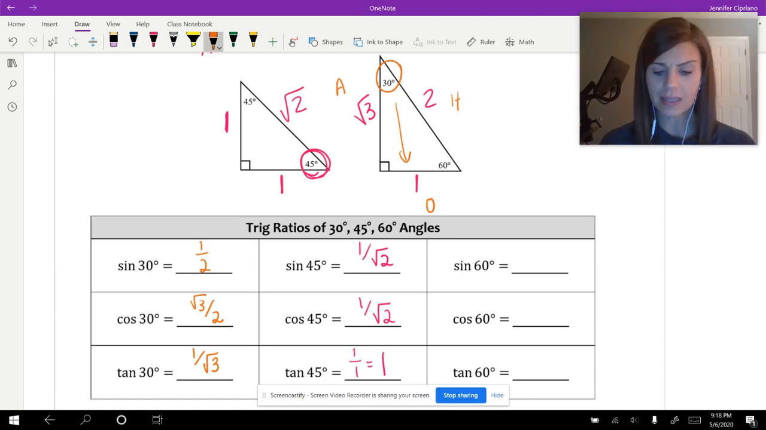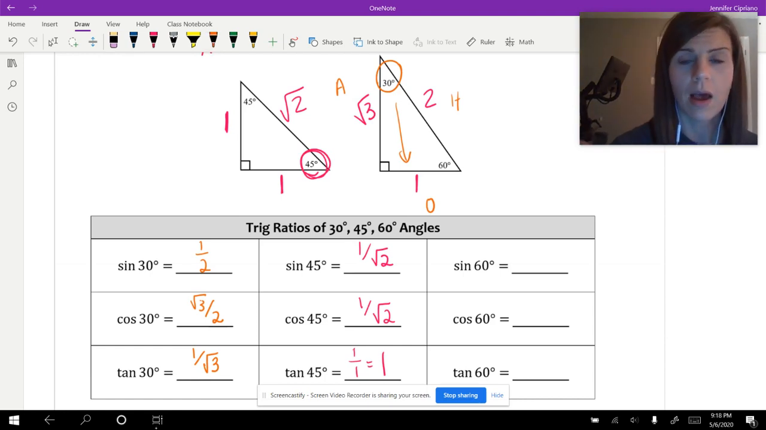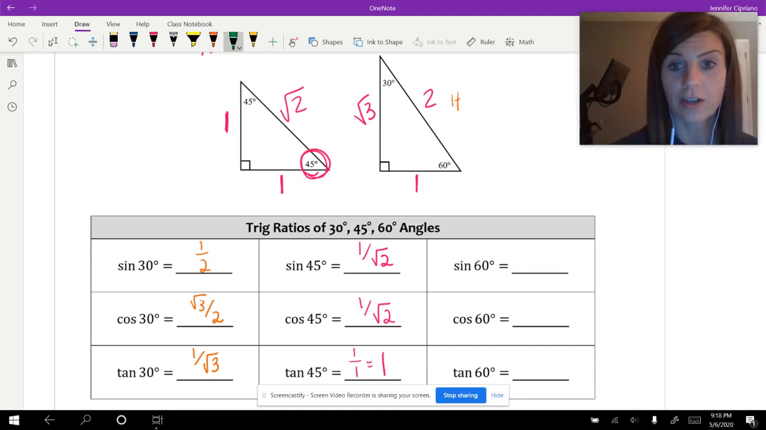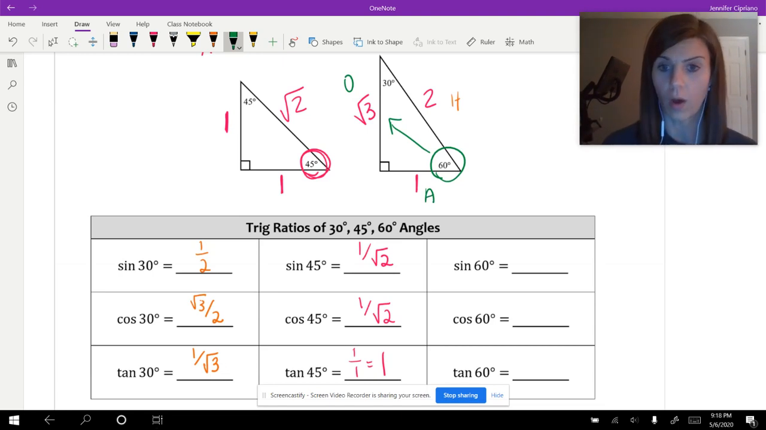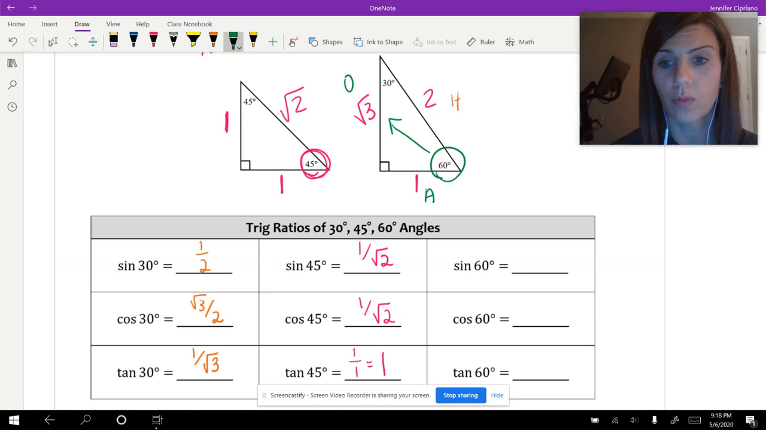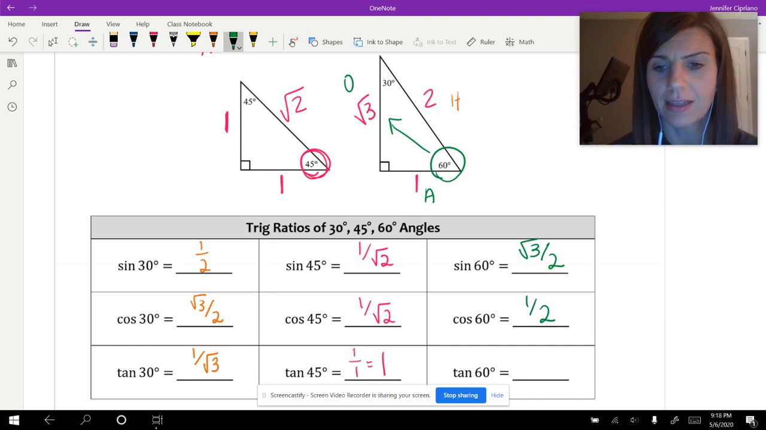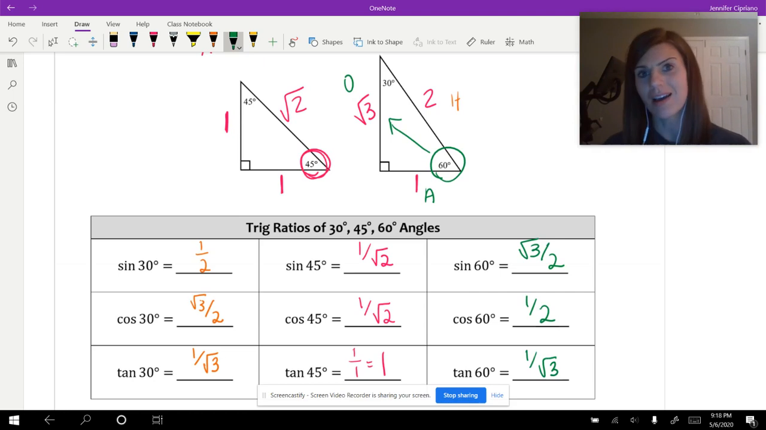Okay, now we're going to use the same triangle for 60 degrees, but for 60 degrees, our adjacent and our opposite sides are going to switch, because from the 60 degrees, the opposite side is the root 3 now, and the adjacent side is the 1. So the sine of 60 is root 3 over 2. The cosine of 60 is 1/2, and the tangent of 60 is root 3 over 1, which is just root 3. We're not going to do a ton with these ratios right now, but these 9 values are really important when you get further into trig.